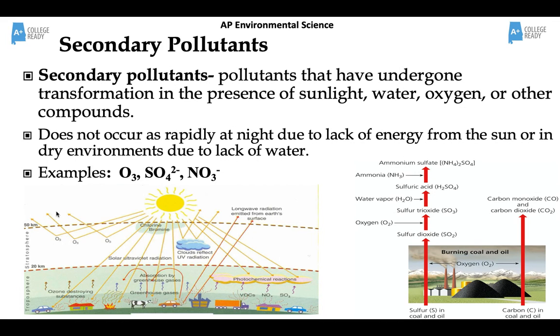These don't occur as rapidly at night because of the lack of energy from the sun, or in dry environments due to lack of water. Some examples of secondary pollutants are ozone and things like that.